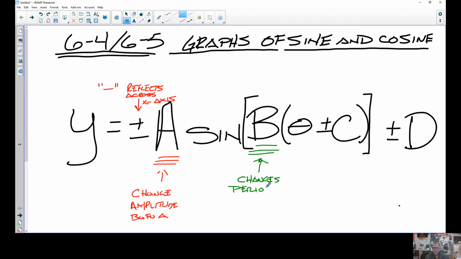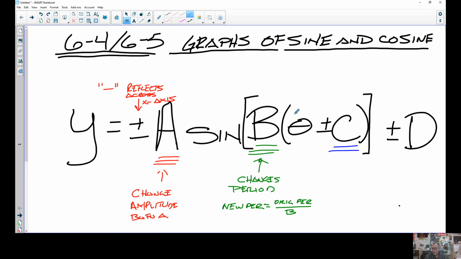How does it change the period? Well, we know that our new period is going to be equal to the old period, or original period, divided by B. All right, so that's going to work every time. All right, so now what are we going to work on? Well, let's work on C.